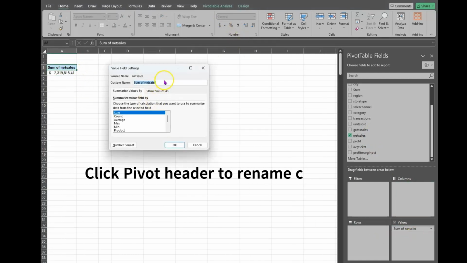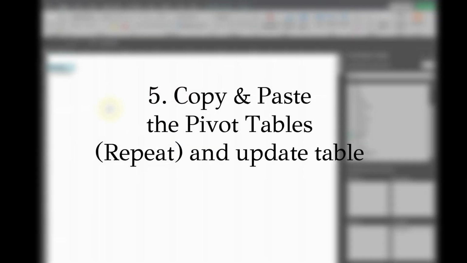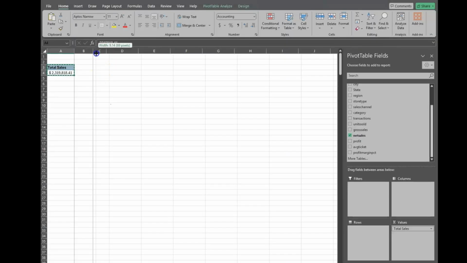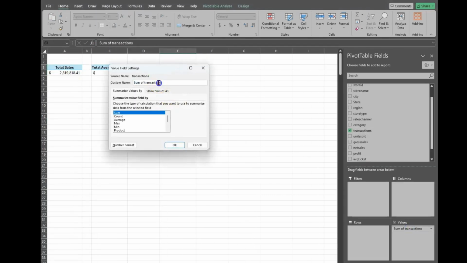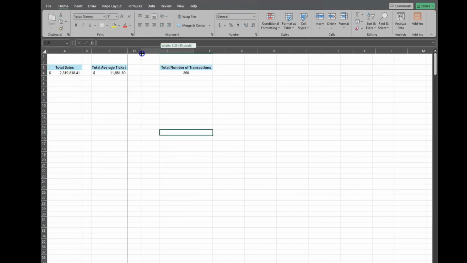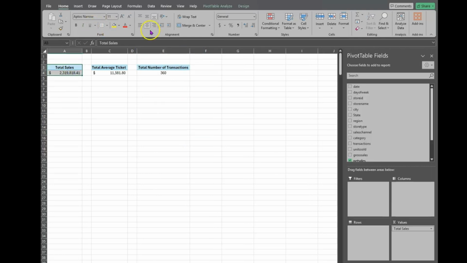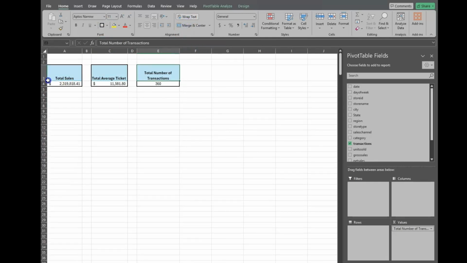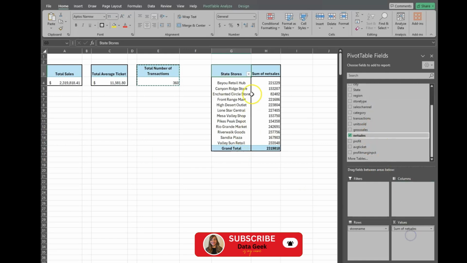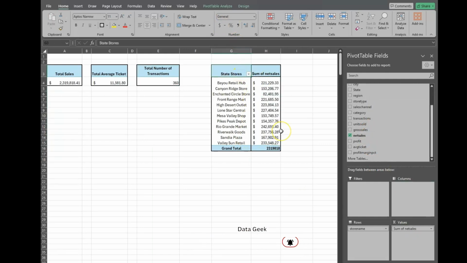Dashboards rarely show transaction level detail. Stakeholders want summaries, totals, averages, trends. So instead of showing every row, we group the data into meaningful categories, like store, region, or time period. Now we've moved from data to metrics. And metrics are what decisions are based on.